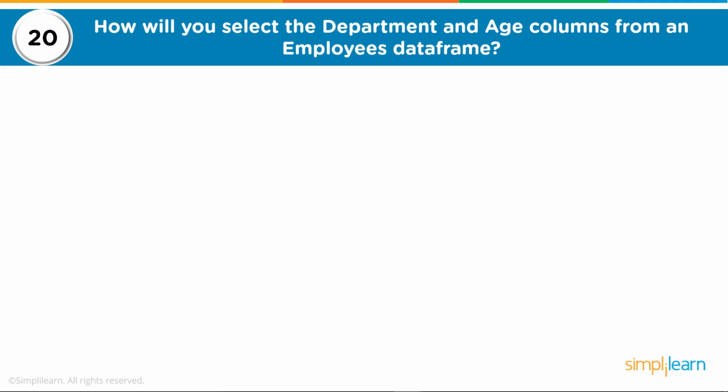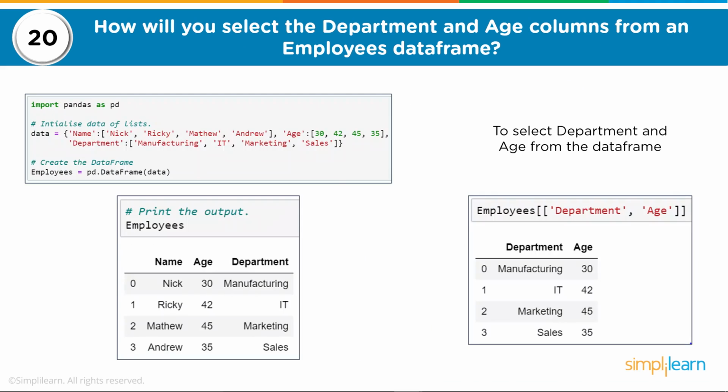How will you select the department and age columns from an employee's data frame? So we have import pandas as pd. You can see we have created our data. We will go ahead and create our employees pd data frame on the left. And then on the right, to select department and age from the data frame, we just do employees, and you put the brackets around it. Now, if you're just doing one column, you could do just department. But if you're doing multiple columns, you've got to have those in a second set of brackets. So it's got to be a reference with a list within the reference.